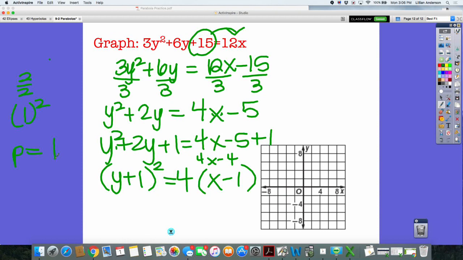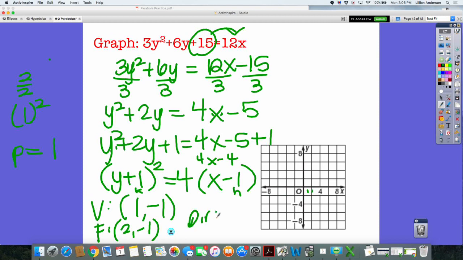What's my vertex? Negative 1. It's H, K, be careful. 1, negative 1, which is right here. What's my focus? 2, negative 1, because all I do is add P. What's my directrix? X equals 0.